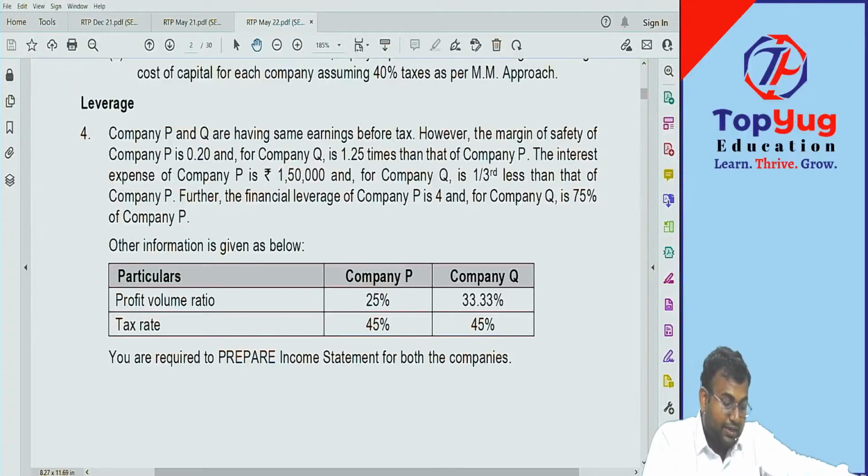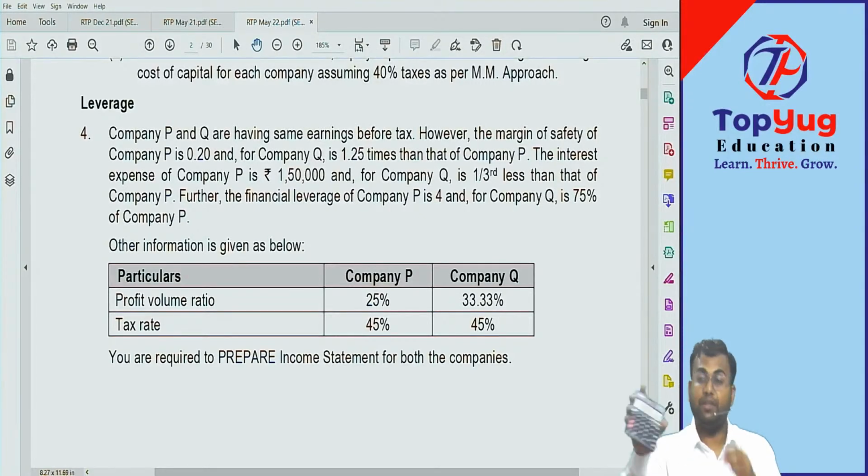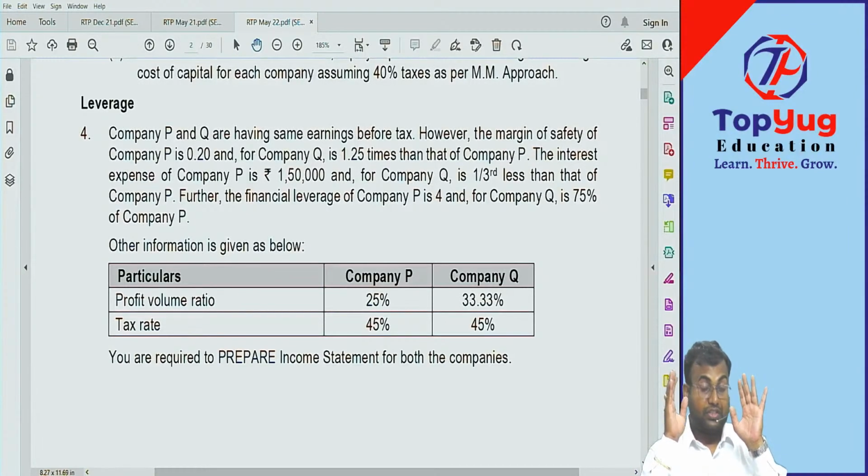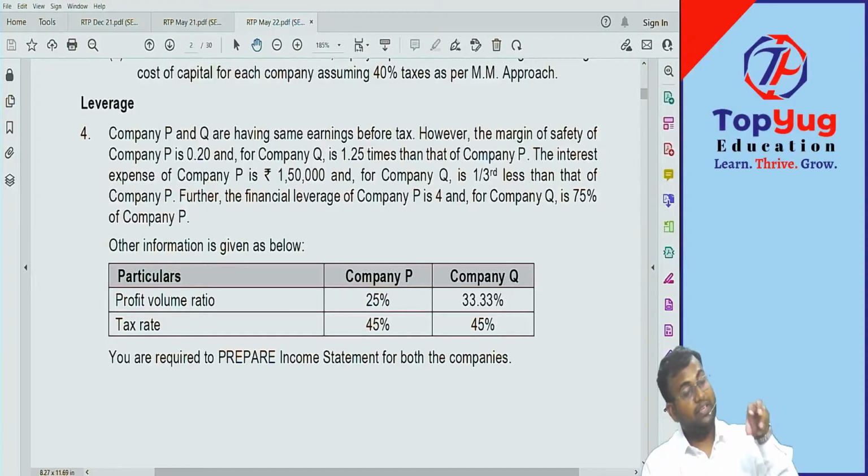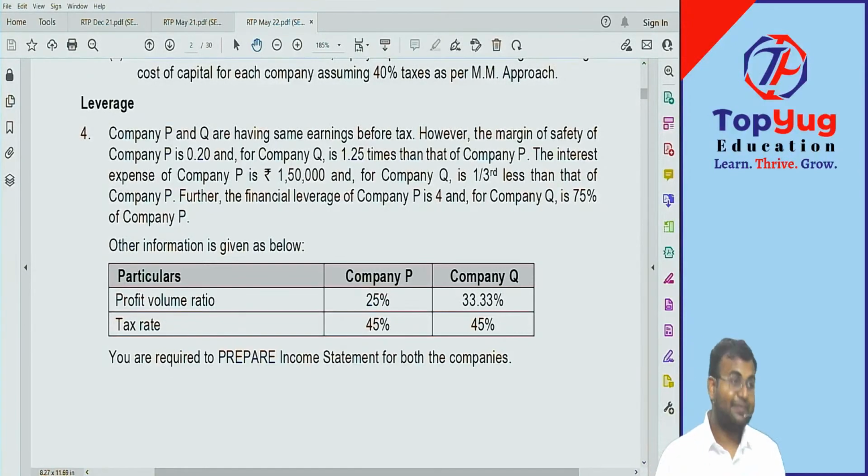However, the margin of safety of P is 0.2 and for Q is 1.25 times that of P. So P's is 0.2, then Q's will be 0.2 into 1.25, that is 0.25. Okay, so one thing you must have understood, in institute exam questions and actual questions, the concepts are not very difficult. So even in the institute questions, concepts are same. Only thing is they are twisting the language.